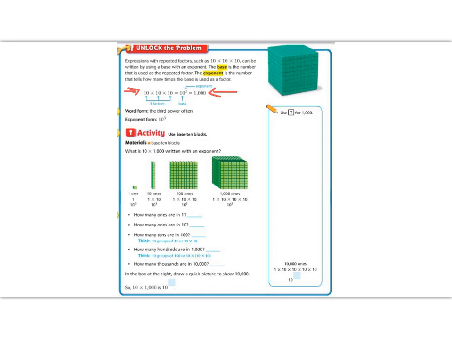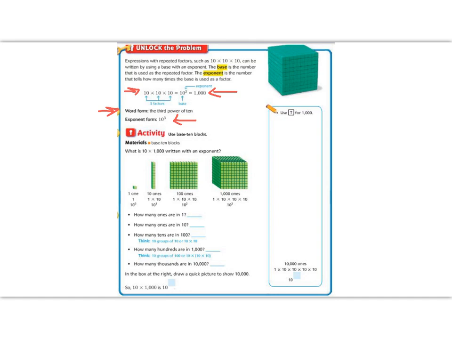And when we have an exponent, we give it special names. So our word form of that exponent is the third power of 10. Or you might hear people say 10 to the power of 3. You can also write this in exponent form, which would be the 10, the base, with the 3, the exponent, up above it. So we have 2 forms that we can write exponents, word form and exponent form. Let's continue on with the activity to find out more about exponents.